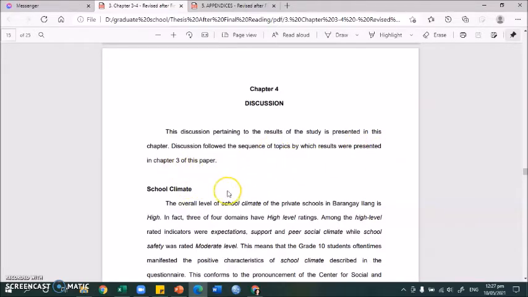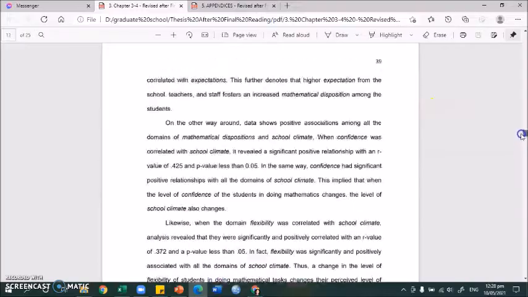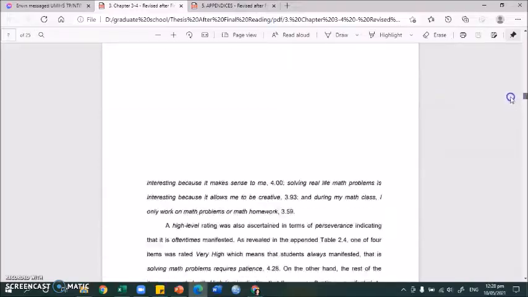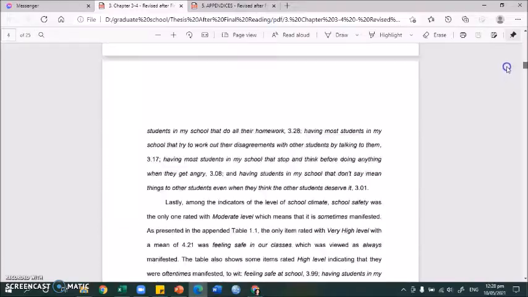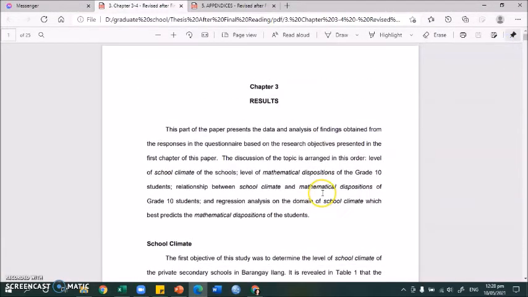So ibig sabihin nito, yung order ng discussion ng parts ng Chapter 4 ay the same order dun sa Chapter 3 sa results. Okay. Tingnan muna natin kung what we have in our Chapter 3, kung paano present yung Chapter 3 muna. So, Chapter 3 is the presentation of your results. Okay. So, ito yung intro part.